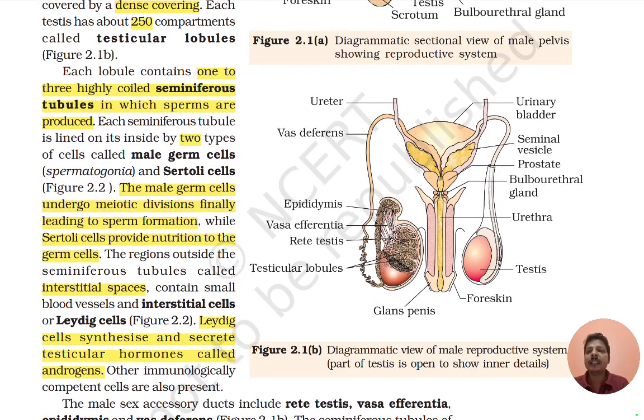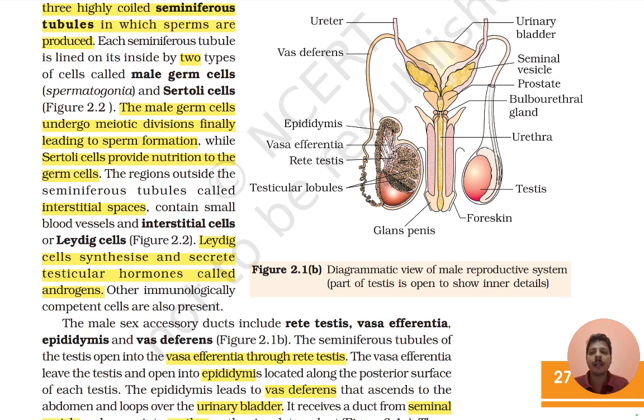Each seminiferous tubule is lined on its inside by two types of cells called male germ cells or spermatogonia, and Sertoli cells. The male germ cells undergo meiotic division, finally leading to sperm formation, while the Sertoli cells provide nutrition to the germ cells. The region outside of the seminiferous tubule is called interstitial space, containing small blood vessels and interstitial cells or Leydig cells. The function of Leydig cells is to synthesize and secrete testicular hormone, called androgen or testosterone.